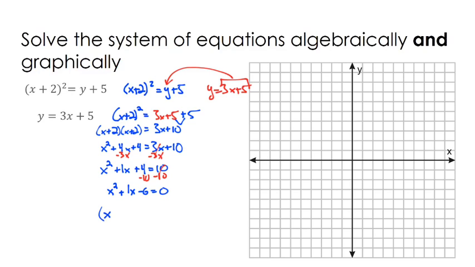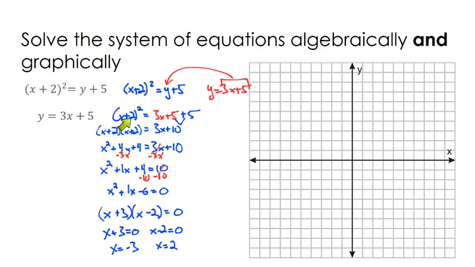From here, I'm just going to solve by factoring. You could solve with the quadratic formula if you're not comfortable with factoring, but it looks like it's not going to be too tough to factor. So what I end up with are the equations x plus 3 equals 0 and x minus 2 equals 0 by the zero product property. So x equals negative 3 and x equals positive 2.